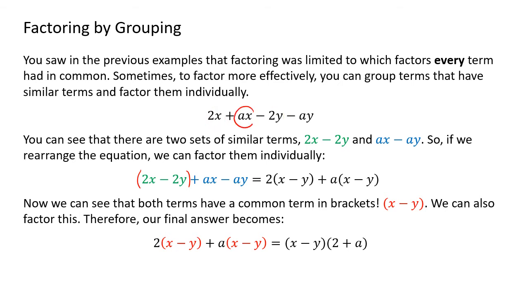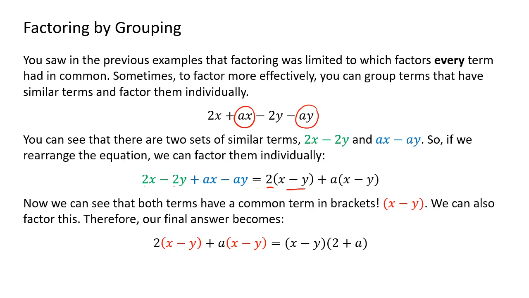And the two variables that both have an a as their coefficient can be grouped together into ax minus ay. And then you can see that they have something in common. Each of them has a different item in common, so you can factor them separately. 2x minus 2y, we can remove 2 from both terms. So we're left with 2 times x minus y.